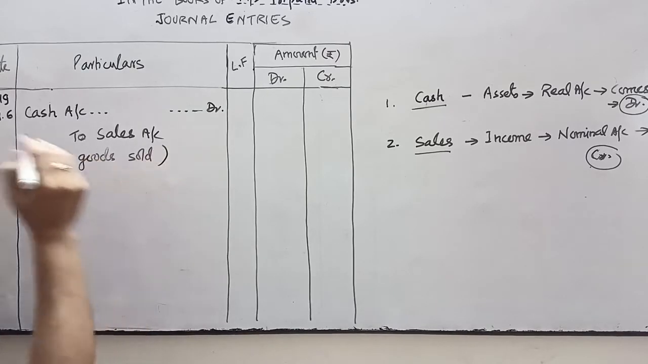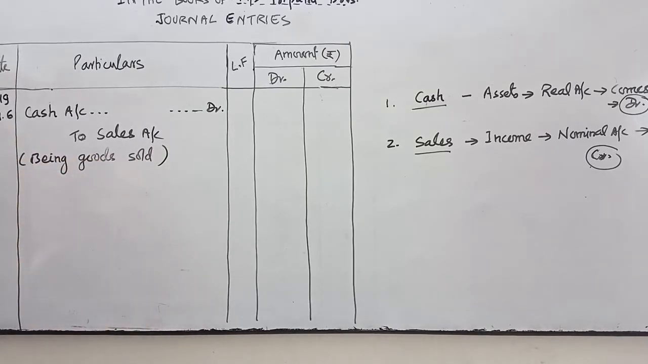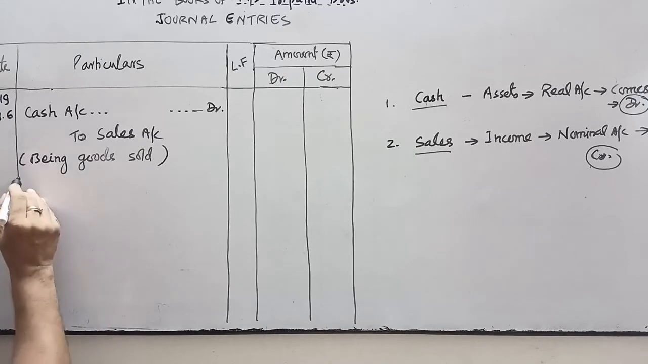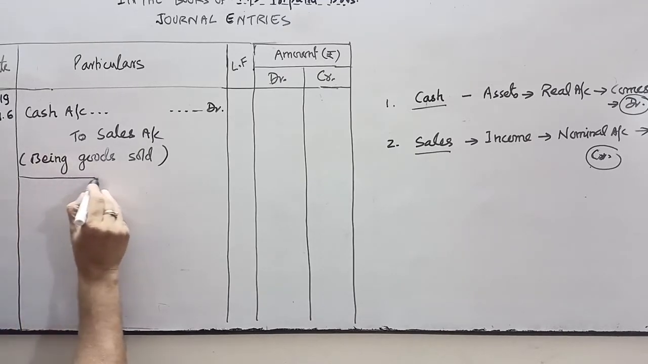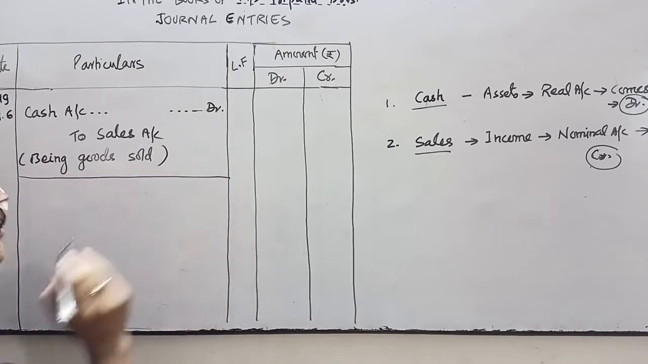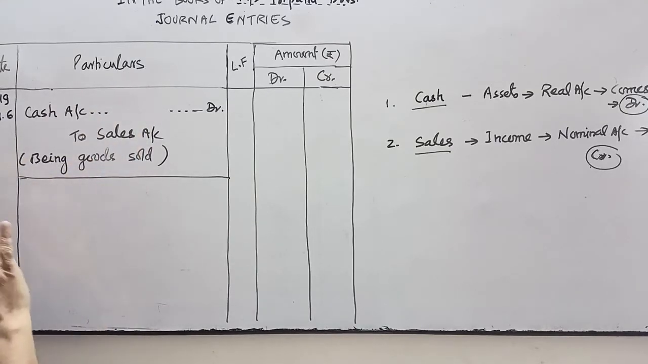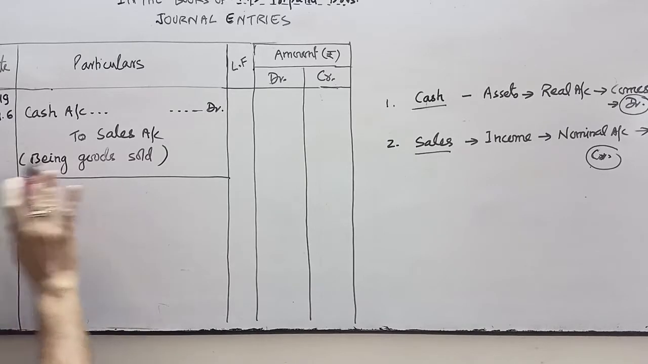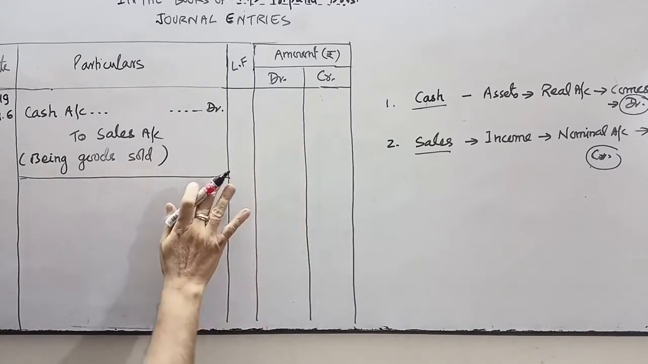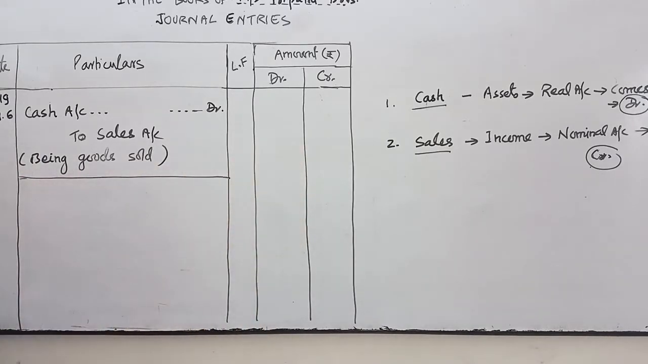Being goods sold is enough. I have not written for cash or on credit. It means it's a cash sale. And thereafter I just block the particular area. Only the particular area, not the date, not the LF amount. Only the particular area will be covered.